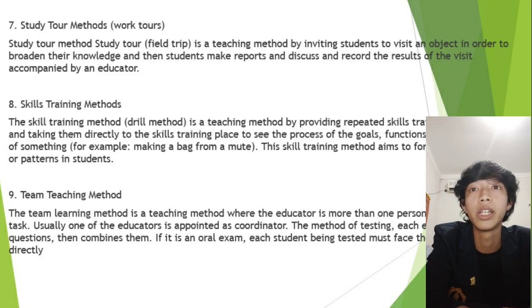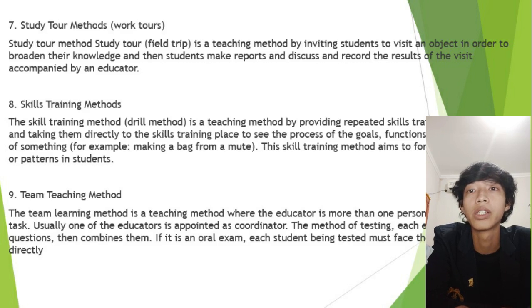Number 8 is skills training method. The skills training method is a teaching method by providing repeated skills training to students and taking them directly to the skills training place to see the process of the goals, functions, use, benefits of some things. For example, making a bag from a mute. This skills training method aims to form automatic habits or patterns in students.